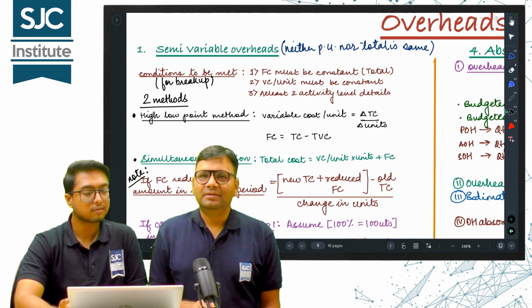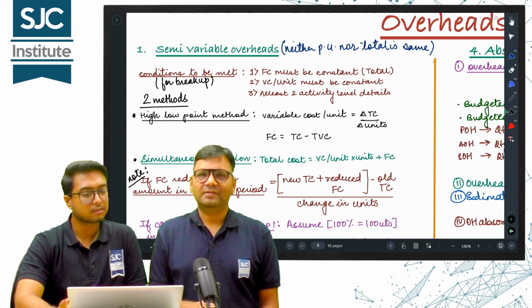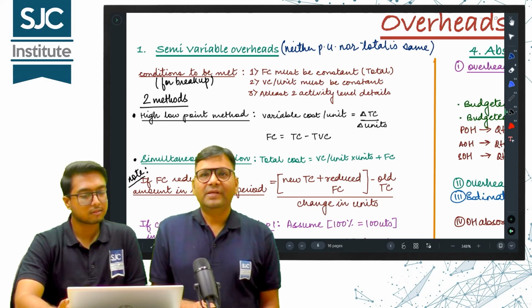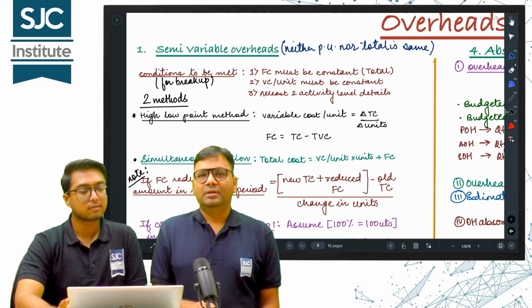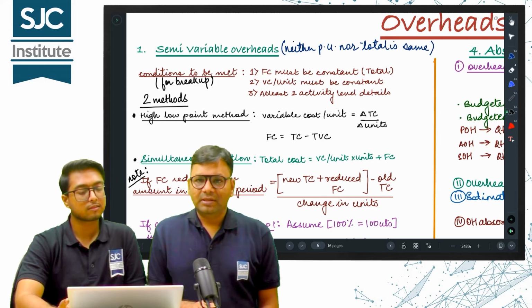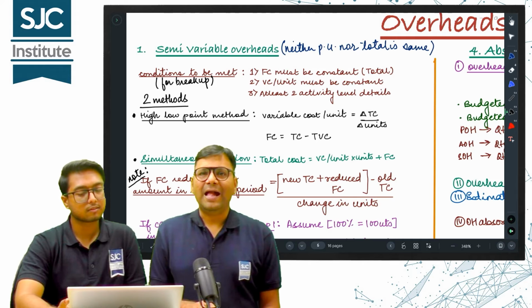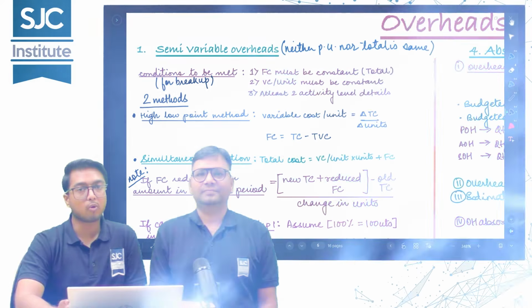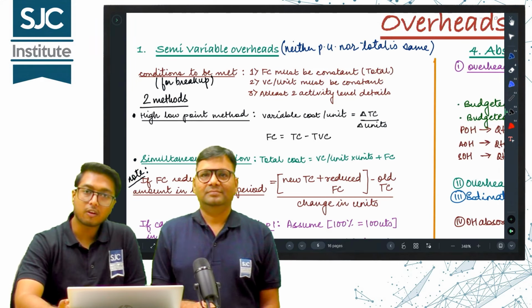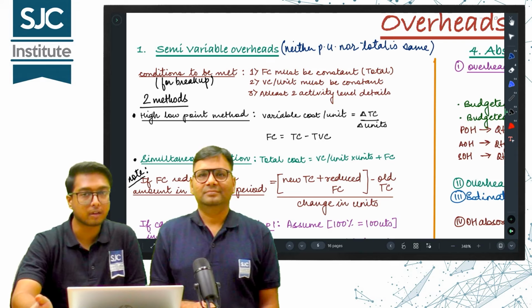And in order to do this, the three conditions that must be satisfied are: number one, the fixed part should always remain same or constant. Number two, variable cost per unit should also remain constant. And number three, minimum 2 activity level or capacity level details should be given. Now, for computation of semi-variable overheads, there are two methods. The first one is high-low point method.